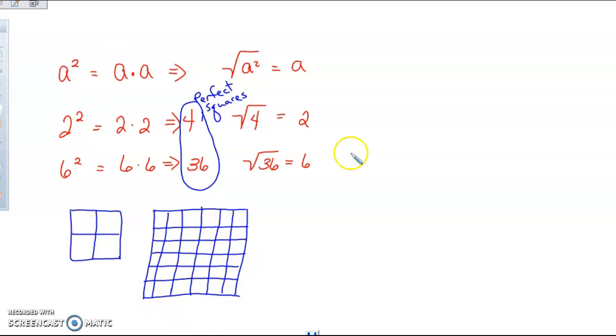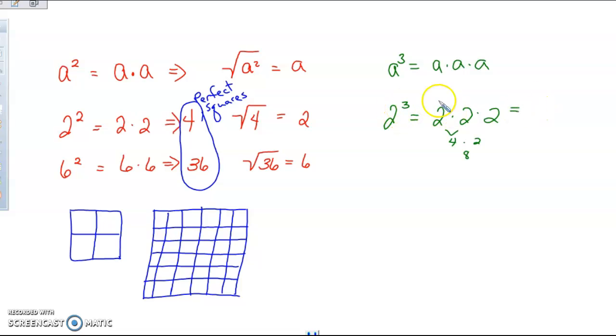The other things that we have are cubes. And so if I have a cubed, that means I have 3 a's being multiplied. So it's a times a times a. So if I have 2 cubed, that means there's 3 2's. So I have 1, 2, 3. 2 times 2 is 4. 4 times 2 is 8. So 2 cubed is equal to 8. If I cube root that, the cube root of 8 is 2.